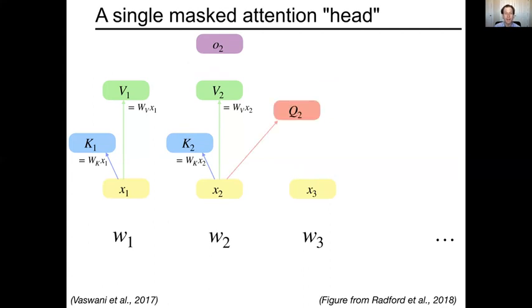Instead, first of all, I'll use the query matrix to compute a query for W2. I'll then compare it to each of the keys of the current and preceding words. And so I'll have only 2 alpha values, and then I'll combine those 2 values to get O2. That's what masked attention means. It means that when I'm computing the transformed representation for W sub j, I cannot attend to words j prime greater than j. So that's a single masked attention head.